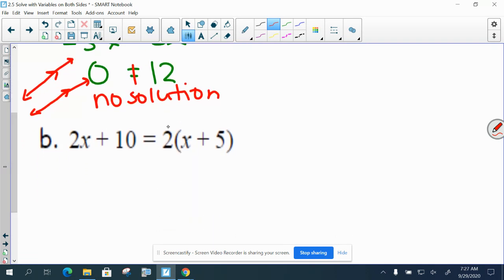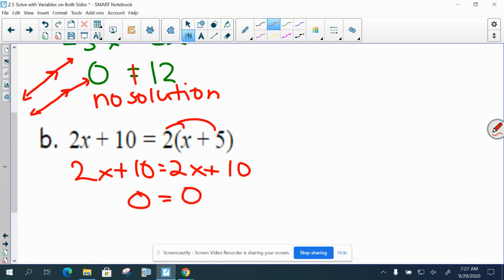So let's try this one. Distribute the 2, so you get 2x plus 10 equals 2x plus 10. Now, at this point, do you see how both things are on the same side of the equation? If you subtract everything out, you're going to end up getting that 0 is equal to 0.